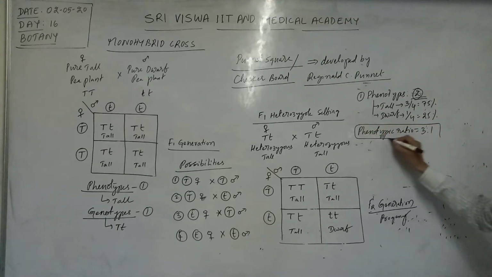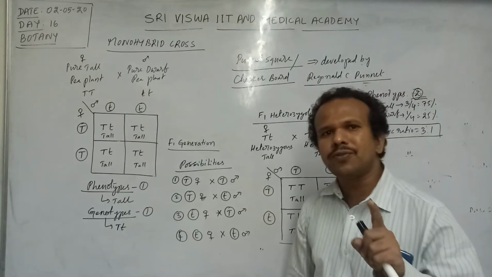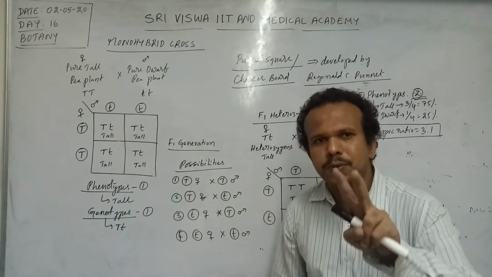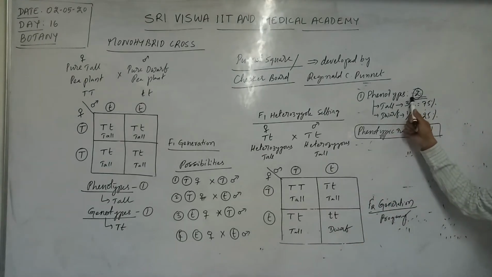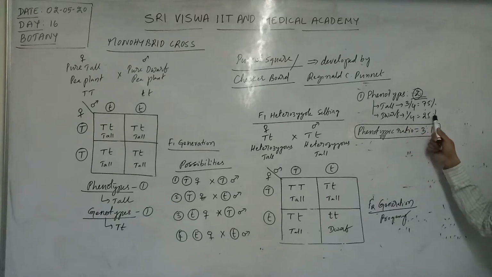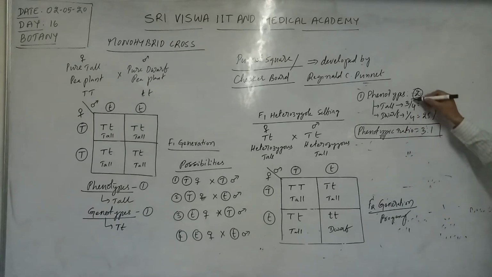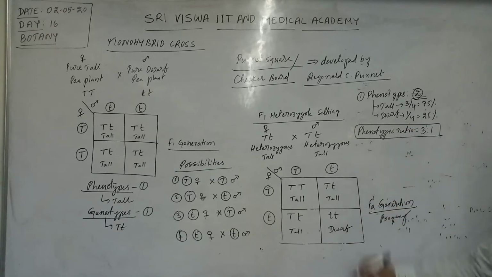3:1. Very important. With reference to monohybrid cross, how many phenotypes are formed here? 2 types, 2 phenotypes, tall and dwarf. Proportion of tall is 3 by 4, or 75%. Proportion of dwarf is 1 by 4, 25%. So the ratio is 3:1. The ratio between tall to dwarf, that is phenotypic ratio.